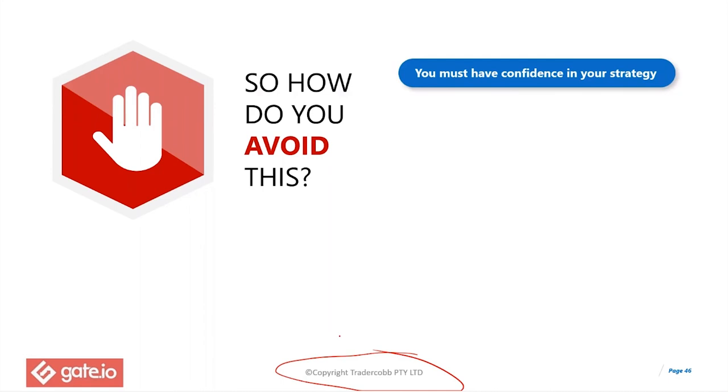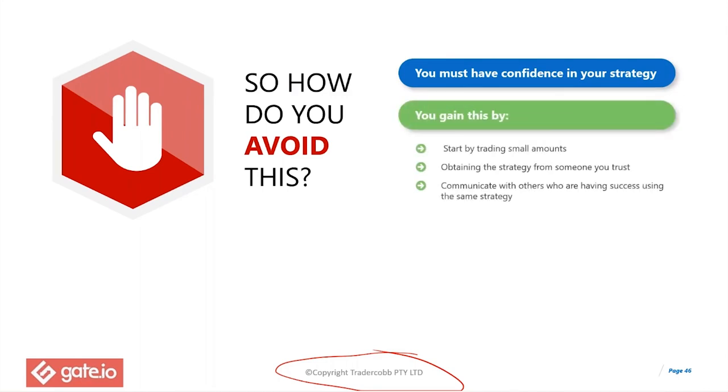So what you want to do is embed yourself in, like, what's the word called? I can't think of it. You want to be involved with the same methodology. That will help your confidence. You gain this by starting by trading small amounts, obtaining a strategy from someone you trust. I hope that trust factor has been built. I've been doing my best to do so.